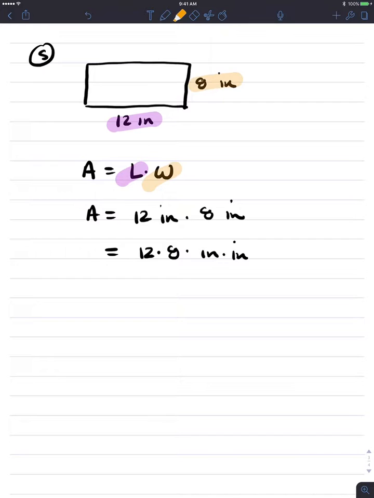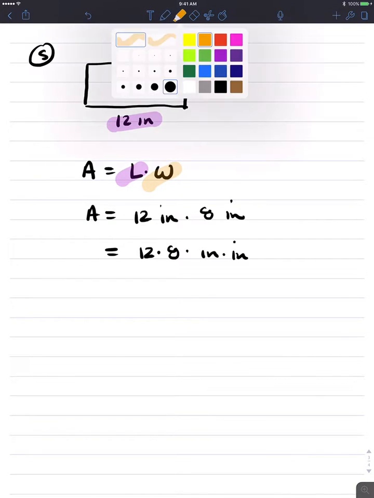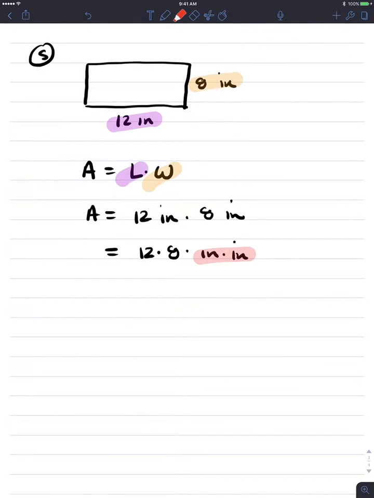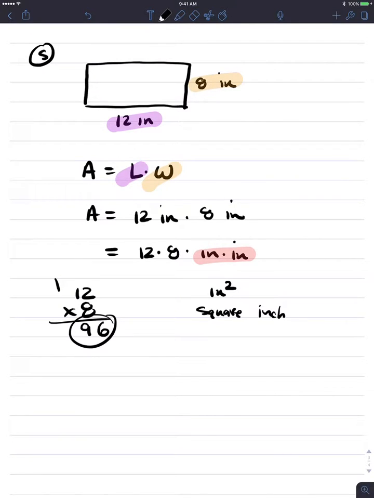So notice the units. My units give me here inches times inches, which means I have inches squared, or square inches. I just have to compute 12 times 8. Doing my arithmetic, multiplication algorithm, 8 times 2 is 16, 8 times 1 is 8, plus 1 is 9. Final answer is that my area is 96 square inches.